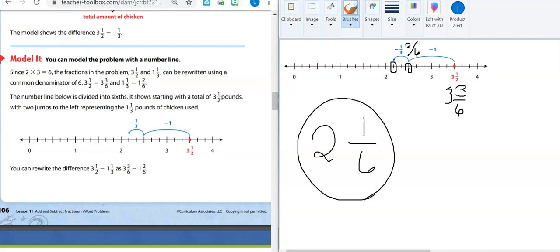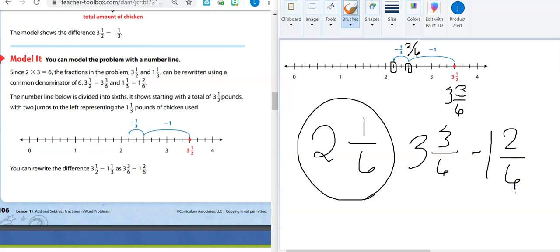Now, if we were to use the standard algorithm, we could simply do 3 and 3/6 minus 1 and 2/6. Remember, we always subtract our whole numbers first. So 3 minus 1 will give us 2. And then we subtract straight across. 3 minus 2 is 1. And our denominator always stays the same. So we get 2 and 1/6.